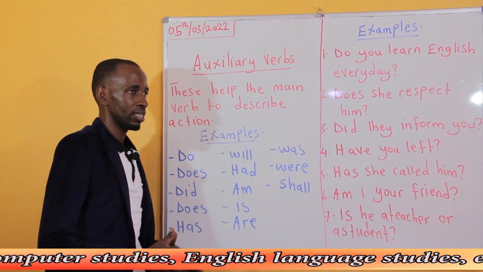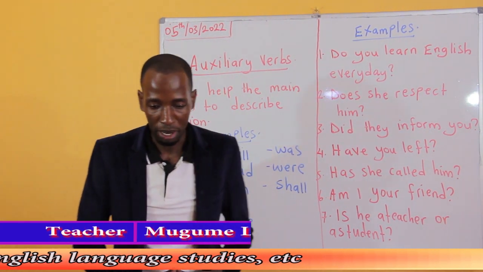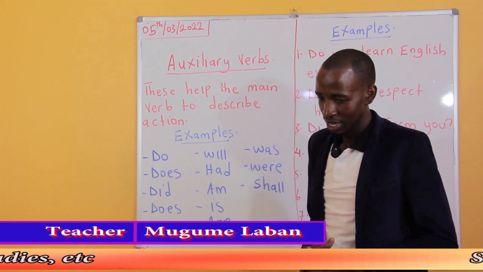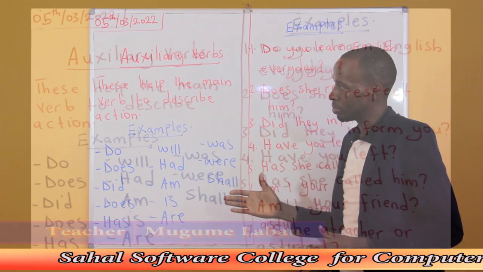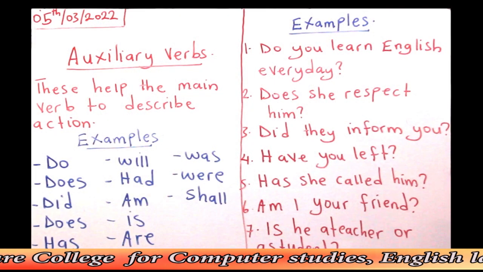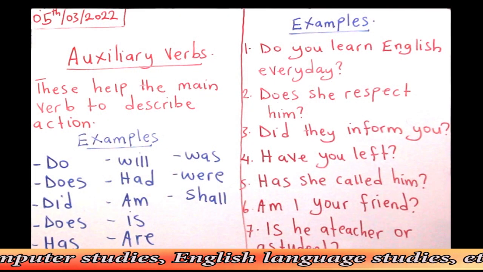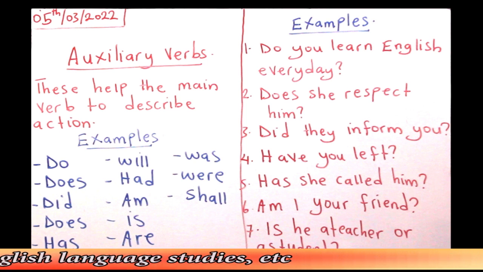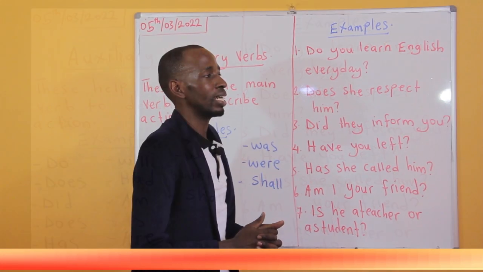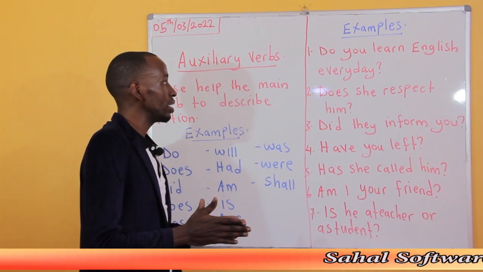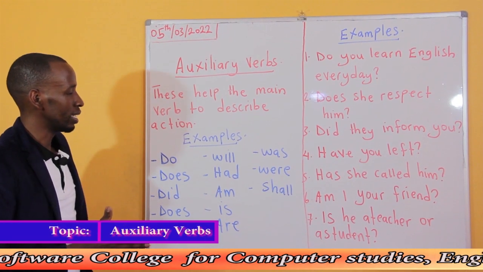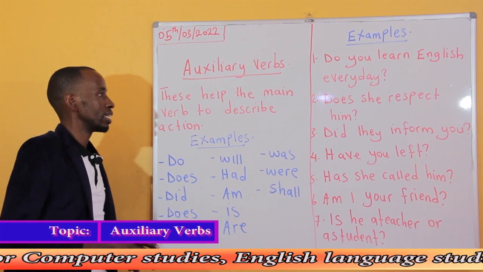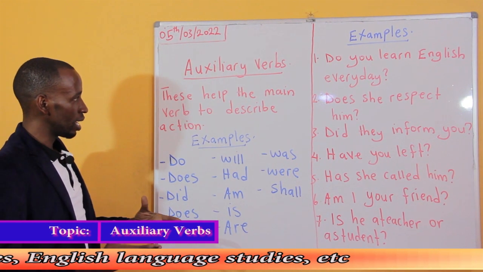And this is teacher Laban Mugume from Uganda, and we are going to discuss auxiliary verbs. This lesson is for pre-intermediate students, and I am very happy to have you here. I hope you will understand it very well, and it will be very easy for you to understand because it's not very hard, because I hope we can explain it very well and you understand.